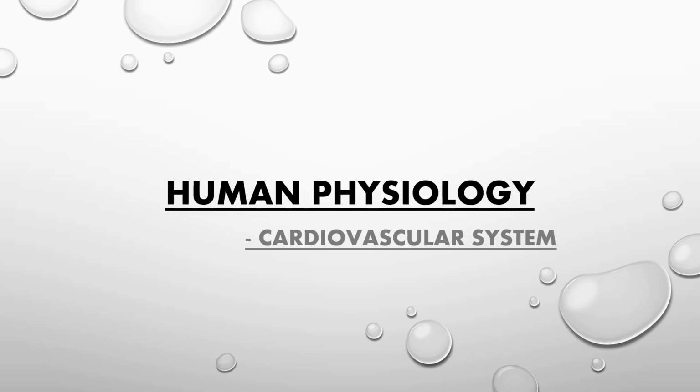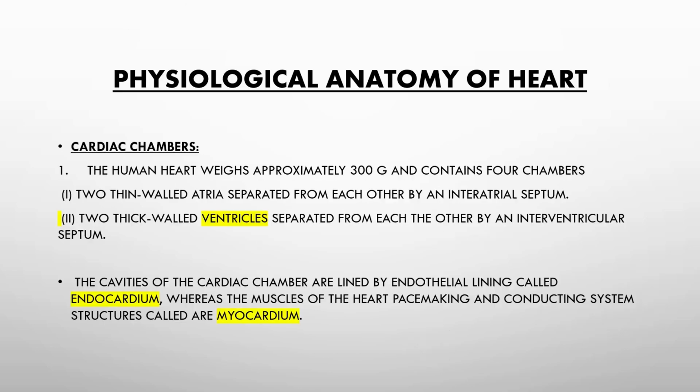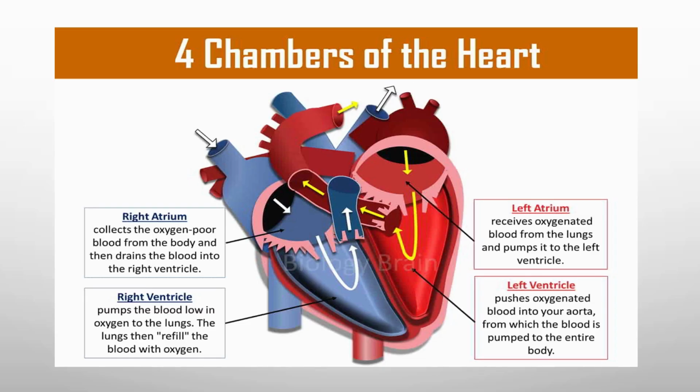Our first lecture on CVS is the physiological anatomy of heart. Heart, that every one of us knows, comprises of four different chambers. They are the two atria and two ventricles. Next, here you can see the diagram showing the four chambers of heart. The two atria comprise the right atrium and the left atrium, whereas the ventricles comprise the right ventricle and left ventricle.